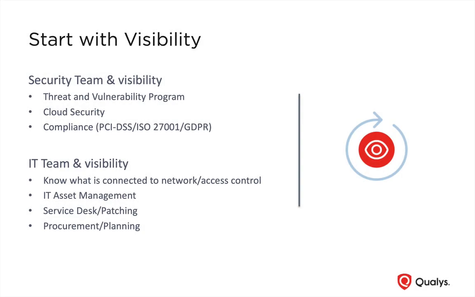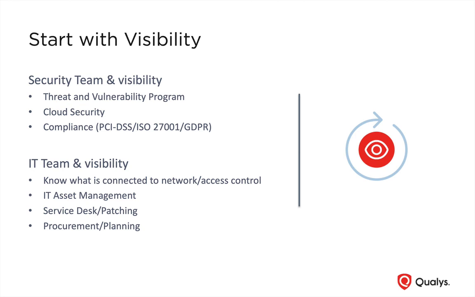Visibility is important for both the security team and the IT team. The security team obviously needs to have an understanding of what's been deployed across the organization so they can appropriately measure threat and the vulnerability program. They also need to know which assets have been deployed in cloud architectures and understand the risk that may be posed to the organization when configurations aren't meeting the standards of the organization or industry standards.